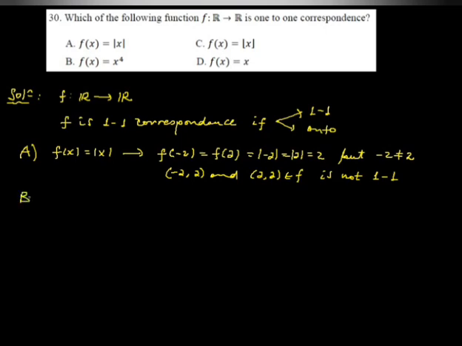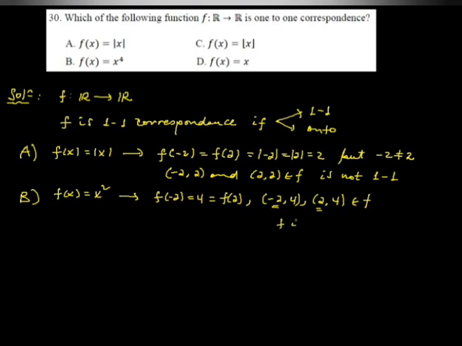So let's see the B case. In B, f of x is equal to x squared. Similarly, f of minus 2 is 4, which is again the same as f of 2. So two different first entries are mapped to the same second entry. Minus 2 comma 4 and 2 comma 4 are elements of f. So this function f is not one-to-one, so it will not be a one-to-one correspondence.